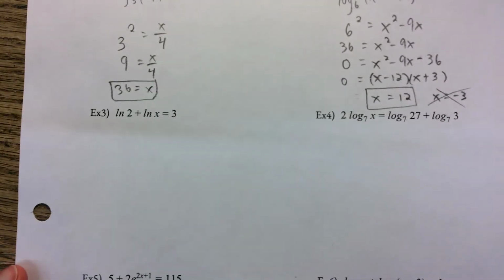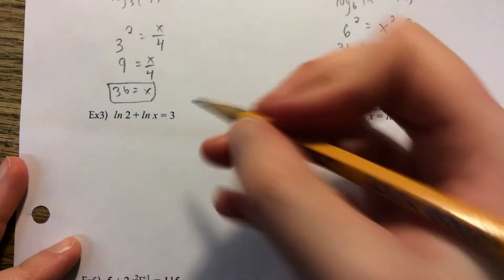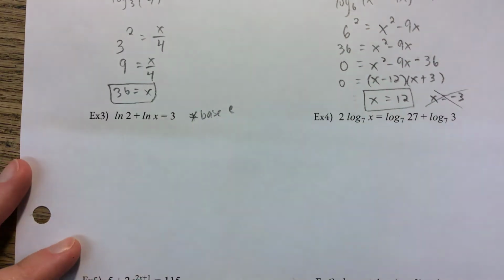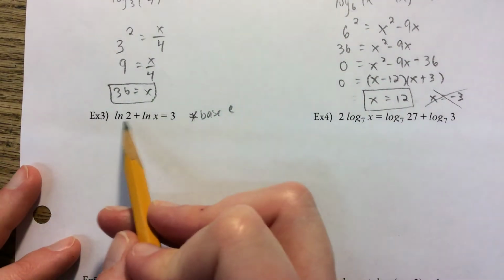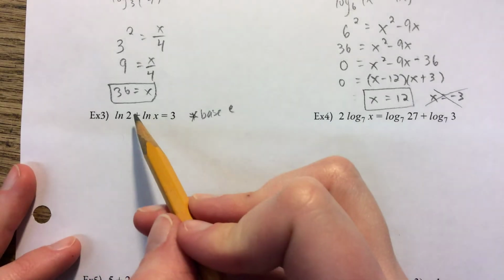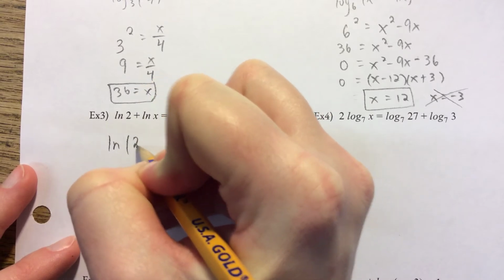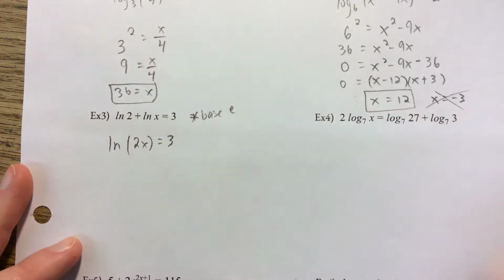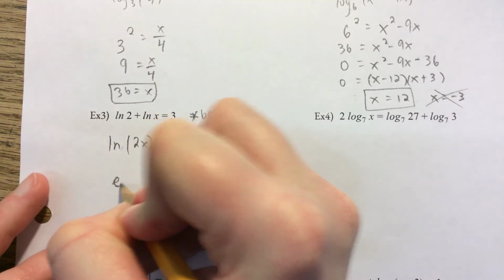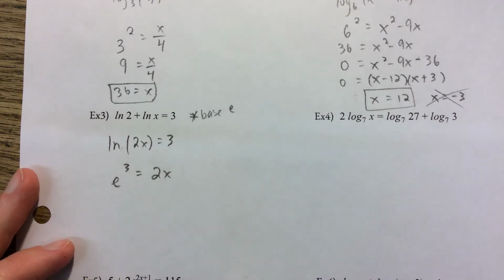Okay. On this next one we have natural logs. So remember the natural log is base e. Even though it's not written on there, it's automatically a base e. So since I have addition, I'm going to combine these into one with multiplication. So this would be natural log of 2x equals 3. So now I have a base e here, so I'm going to say e to the third power equals 2x.